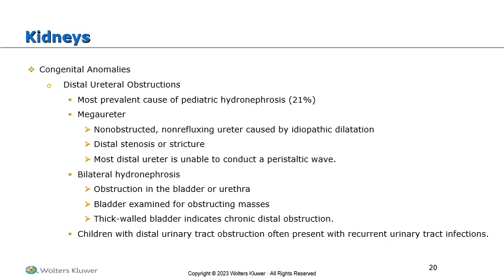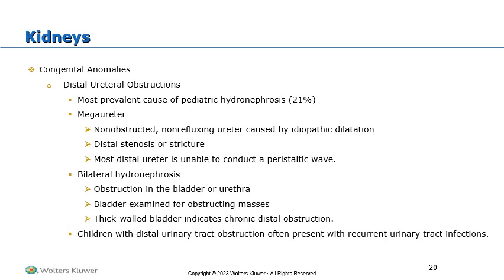It could also be caused by a distal stenosis or stricture, so narrowing of that distal ureter could be impacting flow, causing the urine to back up in the ureter, resulting in a megaureter. Most commonly it's the most distal ureter. There can also be a factor where the most distal end of the ureter is just unable to conduct a peristaltic wave, which would push that urine down into the bladder, and therefore, because of that lack of motion in that area, it's going to cause a backup in the production of a megaureter.